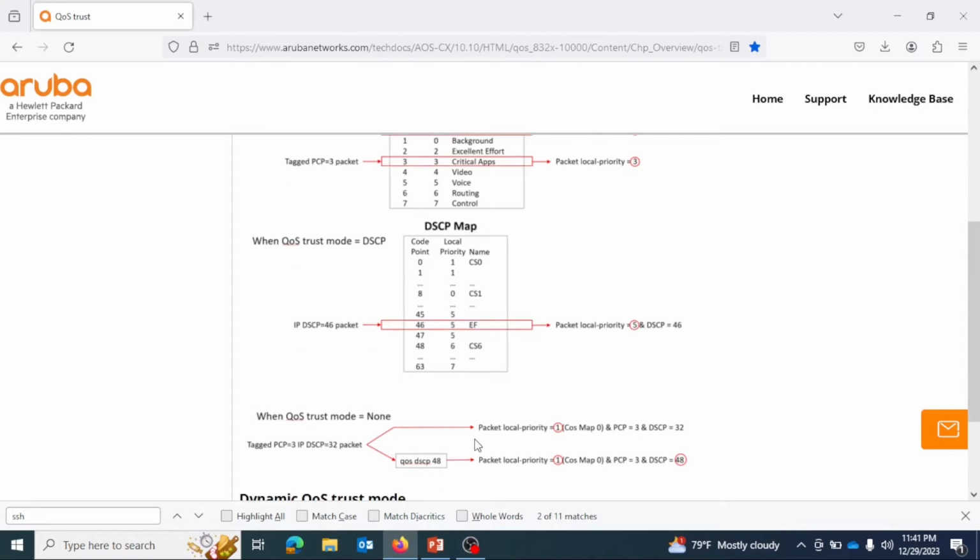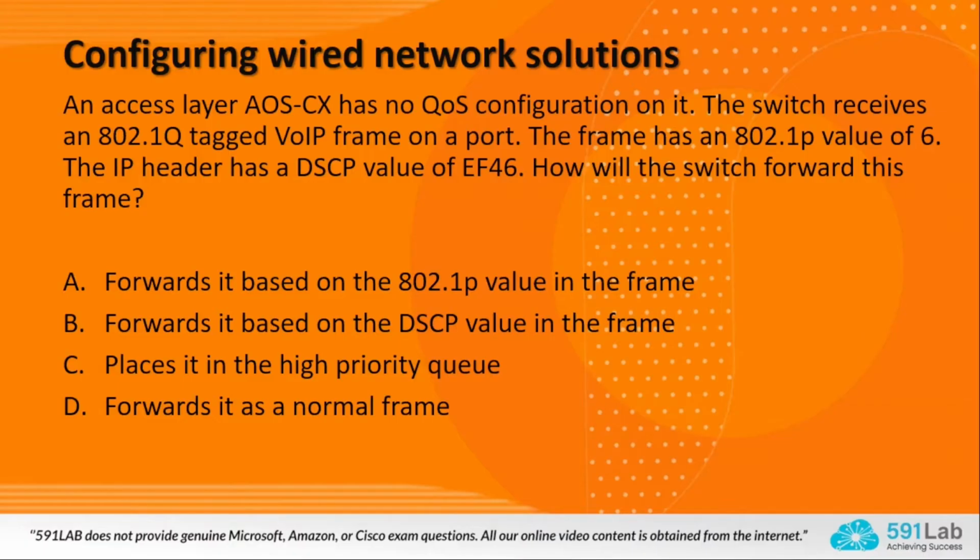So let's look at the answers. Option A forwards it based on the 802.1p value in the frame. No, the 802.1p value is ignored because the default QoS trust mode is none. This is wrong. Option B forwards it based on the DSCP value in the frame. No, the DSCP value is ignored because the default QoS trust mode is none. This is also wrong.